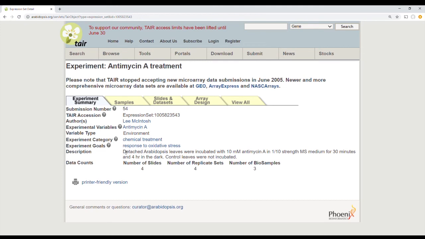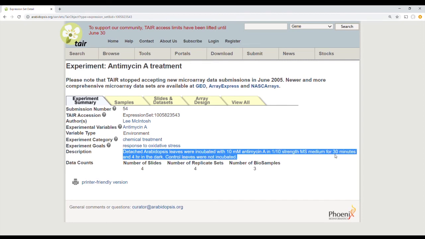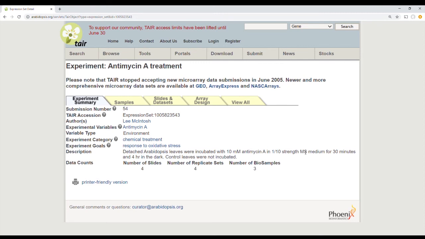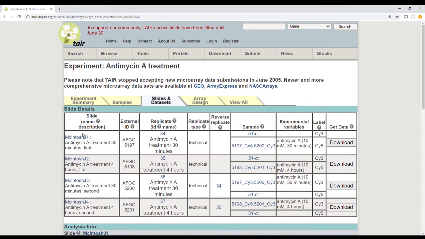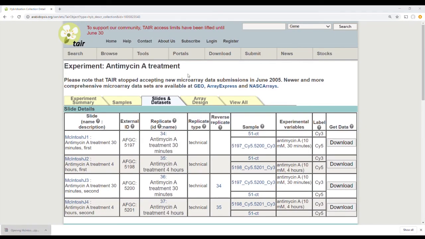So this was detached Arabidopsis leaves were incubated with 10 millimolar Antimycin A in 1/10 strength MS media, and that's a sugar media for the cells to grow in, for 30 minutes and 4 hours in the dark. Control leaves are not incubated. Okay, so if I go to my first data set, what this is going to tell me is, just a second, got my original file, my text file there. Oh wait, no, I want to look at tear. Okay.